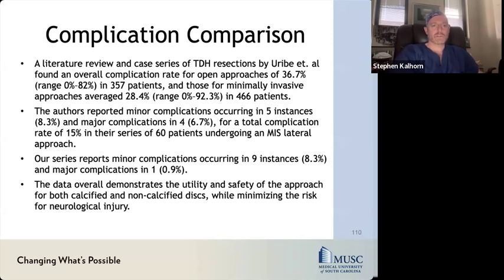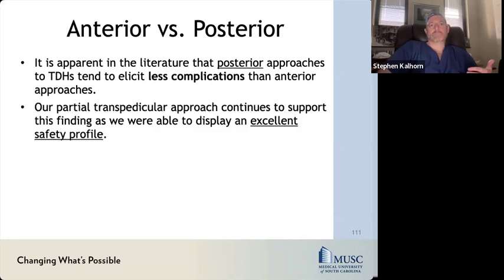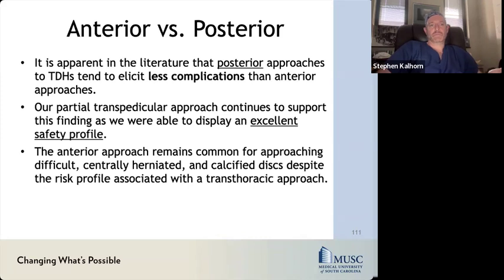So I think this shows that this kind of approach is safe, and it's utilitarian. It's pretty robust for thoracic discs, both calcified and non-calcified. If you just review the literature, the posterior approach in general is less morbid compared to the anterior. This is an excellent safety profile. The central herniated discs can be nightmares, but if you're more comfortable doing it through the chest or through a retropleural approach, then that's just surgeon preference and training. I think that's obviously the way it's been done and it works.